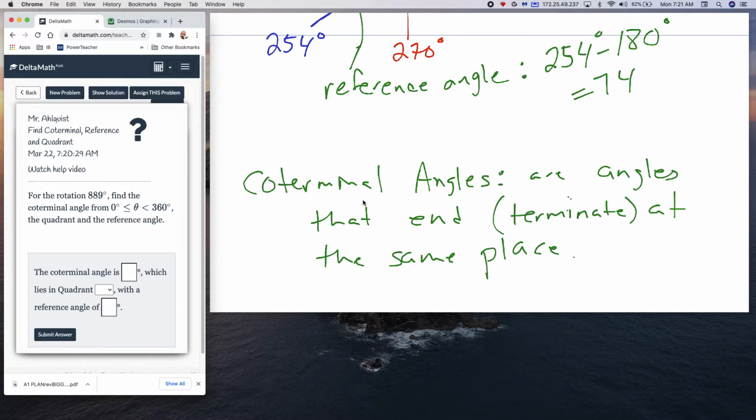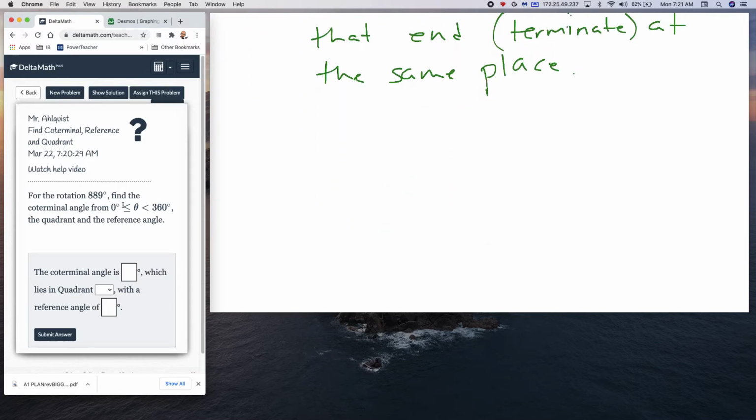So when you think about like this rotation, 889. So if we wanted to find the coterminal angle here for this angle, think about what that would mean. So think about like drawing that. So example 2, an 889 degree rotation. So if we're looking for an 889 degree rotation, we've got to figure out where does it even show up? Where does that show up on our diagram?